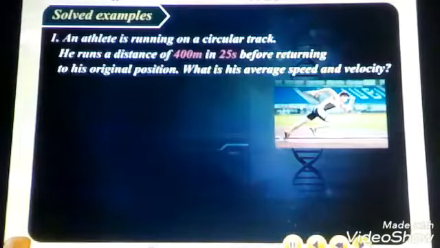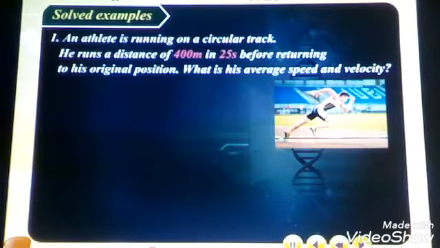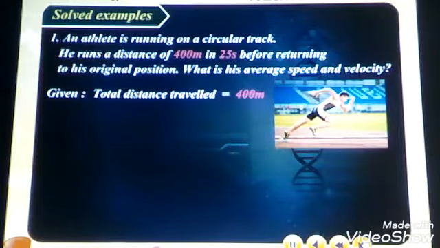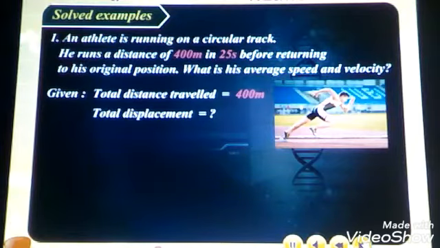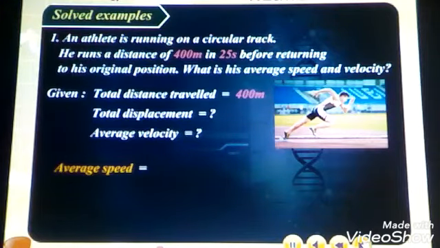Solved examples. An athlete is running on a circular track. He runs a distance of 400 meters in 25 seconds before returning to his original position. What is his average speed and velocity? Given, total distance traveled is 400 meters. Total displacement is not given; we are supposed to find out the average velocity.